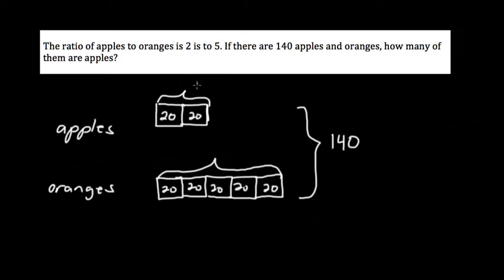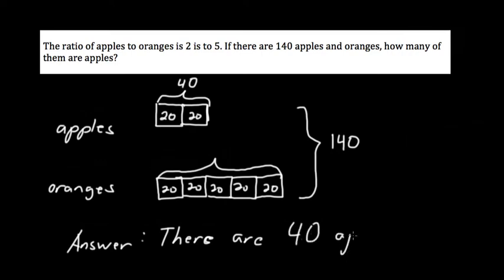So that means that there are 40 apples because 2 boxes of 20 should be equal to 40. So the answer is there are 40 apples.